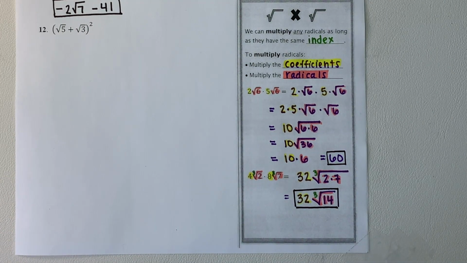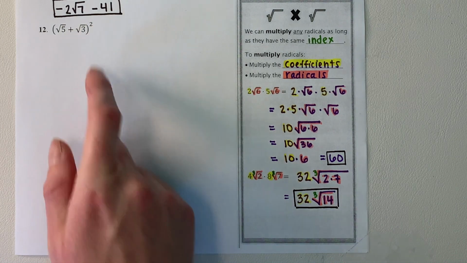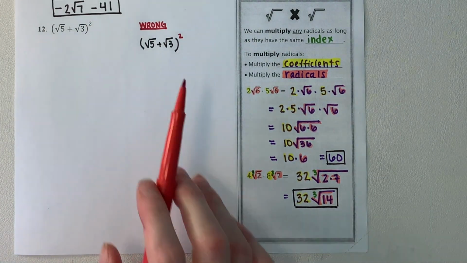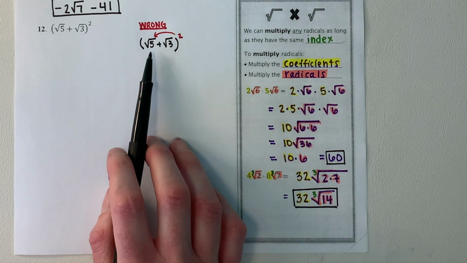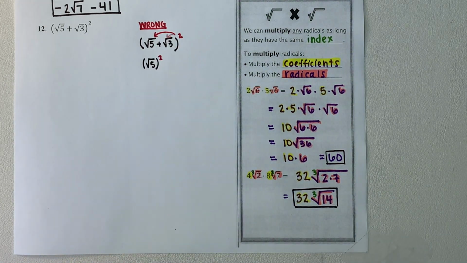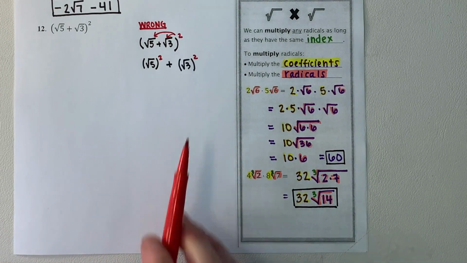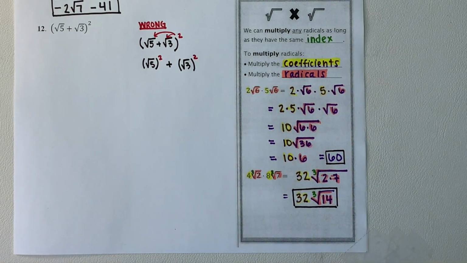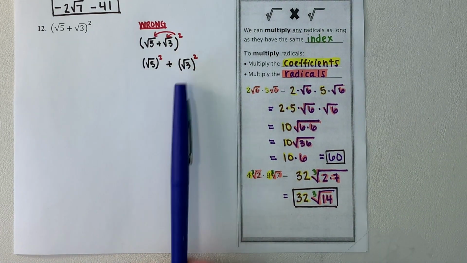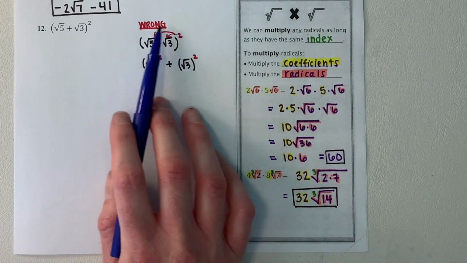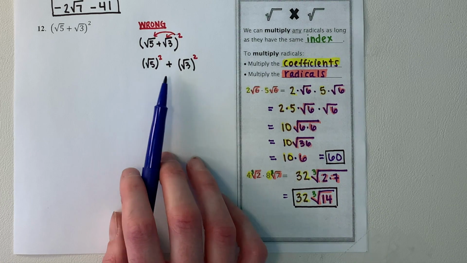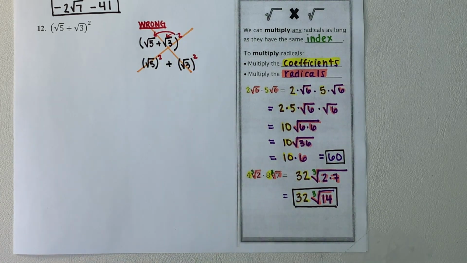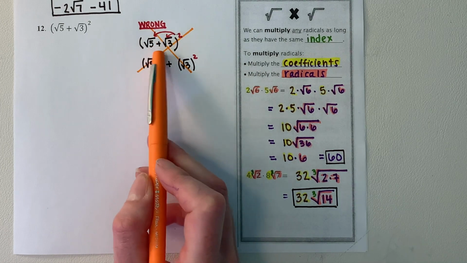Now be very careful here because there's a very common mistake that happens for problems like these. It's very tempting to distribute this exponent, but exponents do not distribute across addition or subtraction. So if you tried to distribute the 2 to the square root of 5 to get the square root of 5 squared, and then distribute the 2 to the square root of 3 to get the square root of 3 squared, you will not get the correct answer. This is not mathematically equivalent to this. If you were to type this expression into your calculator, you'll get a decimal. And if you were to type this expression into your calculator, you'll get a different decimal because these are not equivalent. So do not distribute exponents across addition or subtraction.